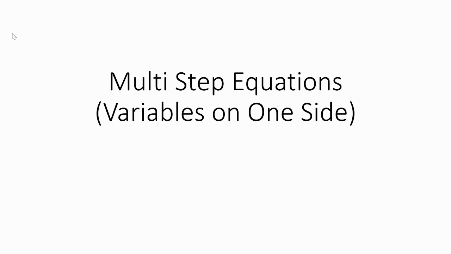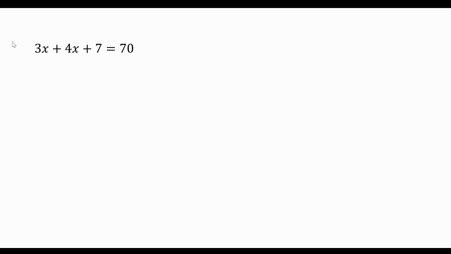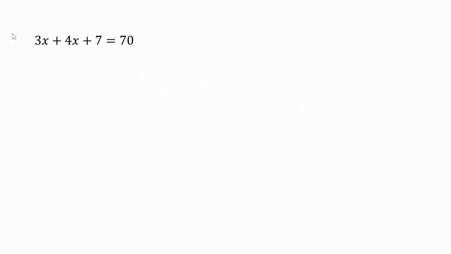So let's look at multi-step equations where basically you have more than two steps. And this is where the variable is only on one side of the equation. Okay. So a very basic one is like this. So basically, what you're going to have to do with multi-step equations is some sort of simplification. The vast majority of the time, it's combining like terms or some sort of distribution or combination of both.